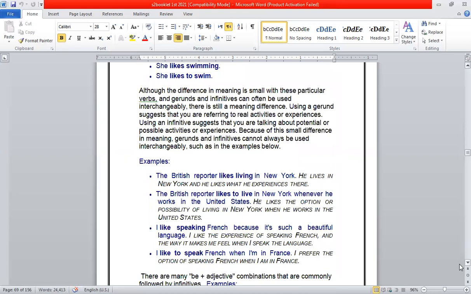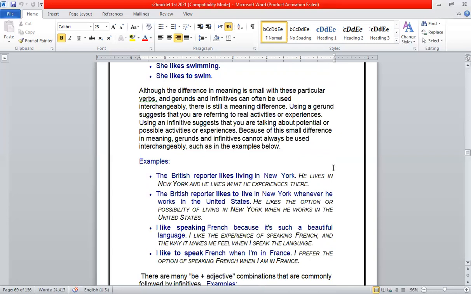There is still a meaning difference. Using a gerund suggests that you are referring to real activities or experience. Using an infinitive suggests that you're talking about potential or possible activities or experience. So gerund, real activities; infinitive, potential activities.